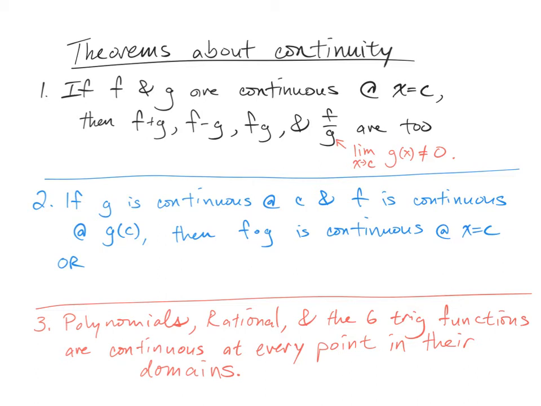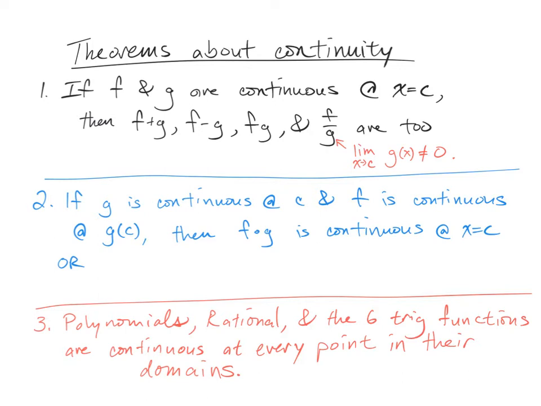Theorems about continuity. You can see there are 3 theorems about continuity, and I want to mention this one down here first. That is, all polynomials, all rational functions, and all 6 trig functions are continuous at every point in their domains. And this takes a lot of work away from you in checking whether or not a function is continuous at a given point, which you would have to check all 3 conditions on the previous slide.